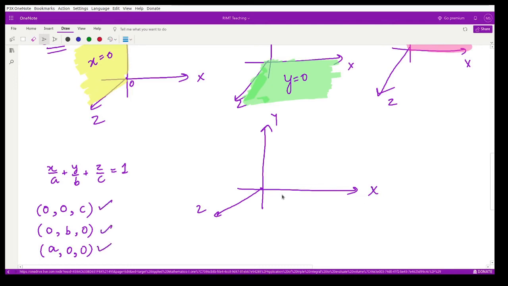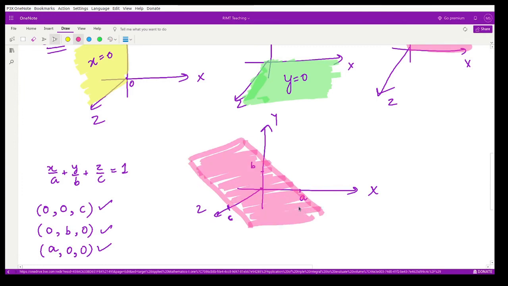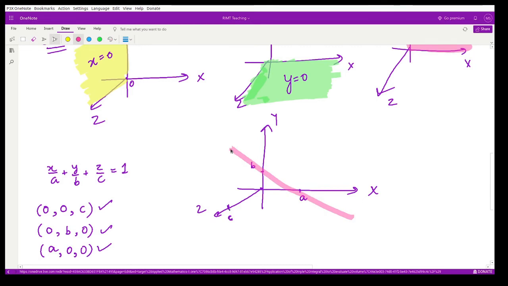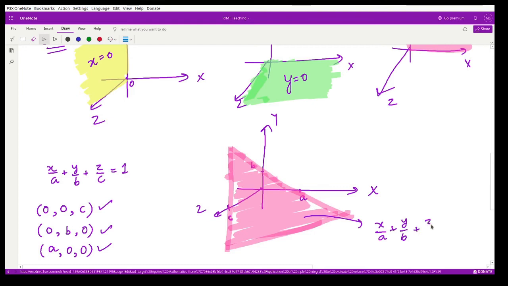Let me draw it here. Suppose this point is at a distance a, this point is at b distance, and at this point we have c distance. Your plane passing through all these three points would be something like this. It could be anything, not exactly like this. Something like this. So this would be your plane, x upon a plus y upon b plus z upon c is equal to 1.